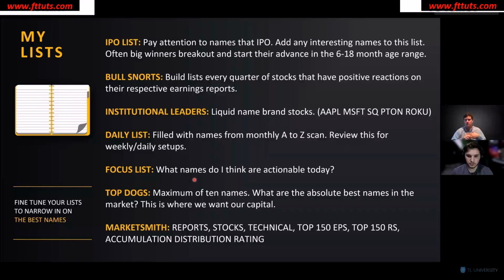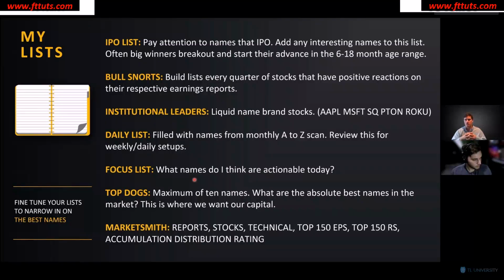So what are some of the lists that I build? I have something I call the IPO list, and I literally just pay attention to the names that IPO. I'll give you a website later that I use, and I use my discretion to pull names out of that, and I just add them to this IPO list. It's got hundreds of names on it at this point. I probably need to go in and clean it up, because a lot of IPOs tank and they're still on this list. But I just build a list of IPOs.